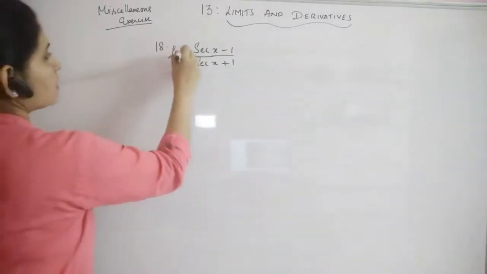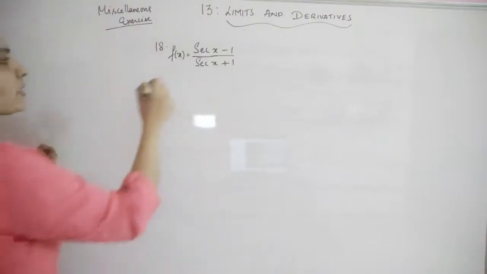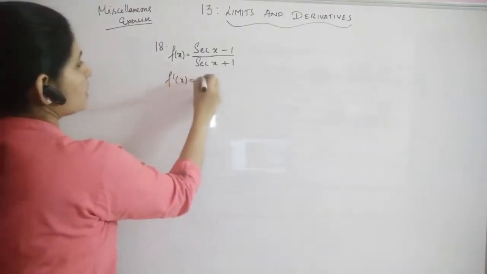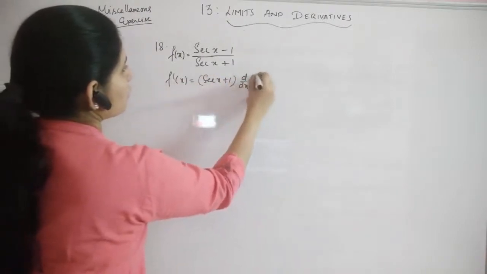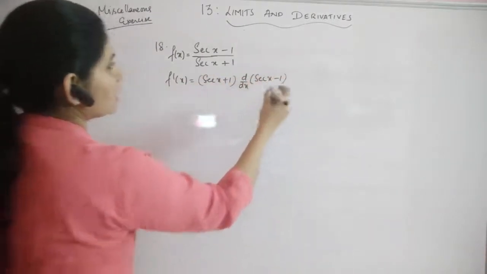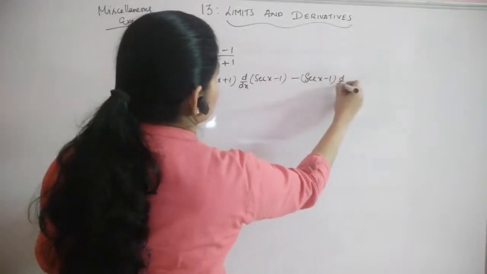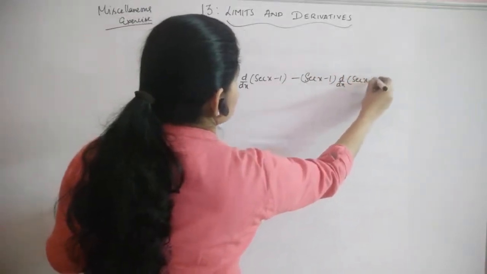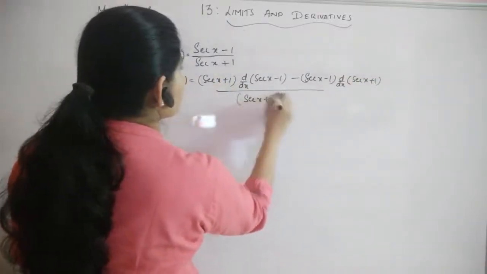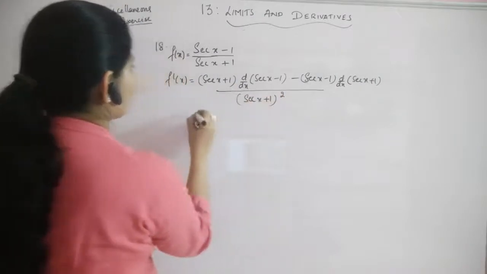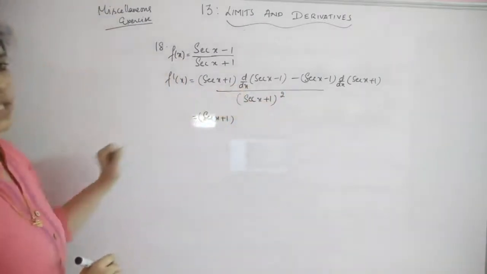So I am just writing the question as f of x equal to sec x minus 1 by sec x plus 1. F dash of x will be sec x plus 1 into derivative of sec x minus 1 minus sec x minus 1 into derivative of sec x plus 1 divided by sec x plus 1 the whole square. Okay. Now sec x plus 1 as such, what is the derivative of sec x?